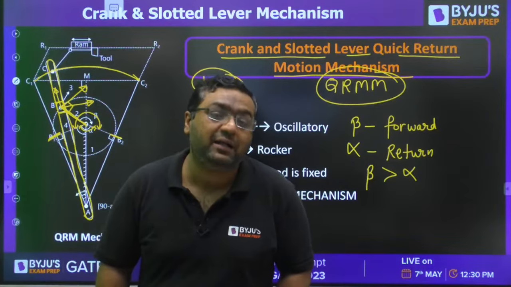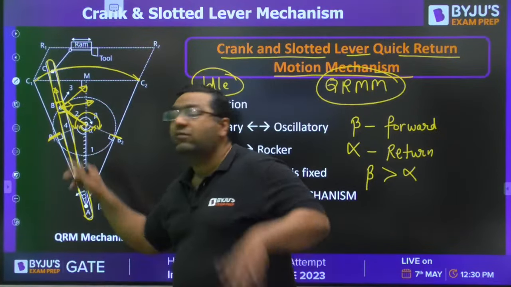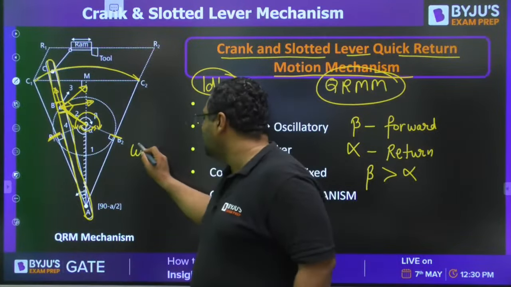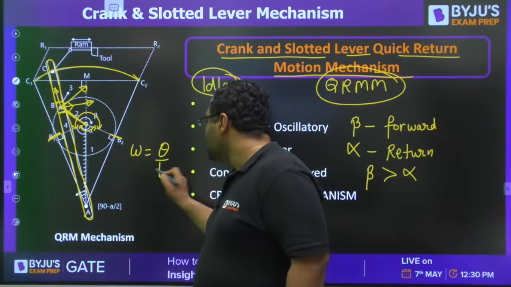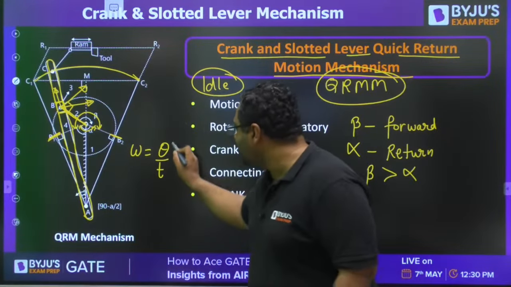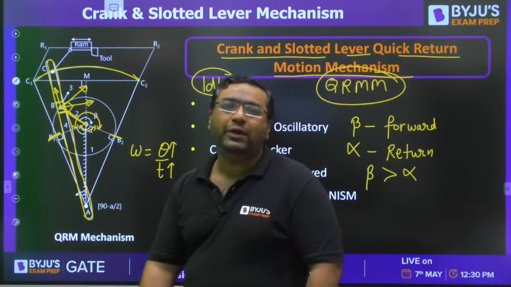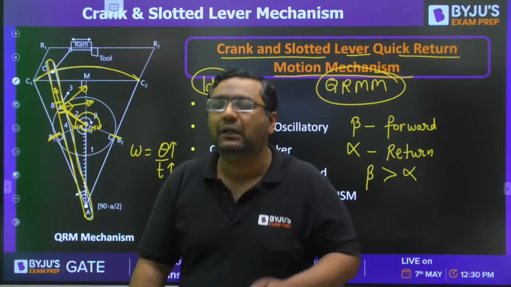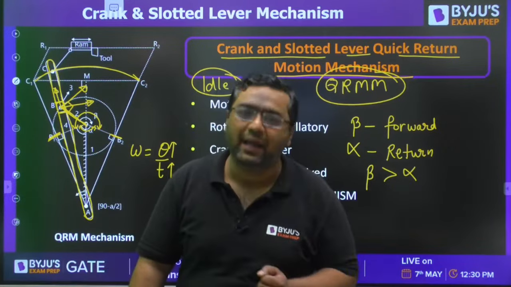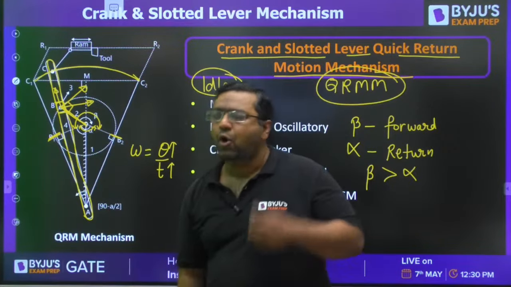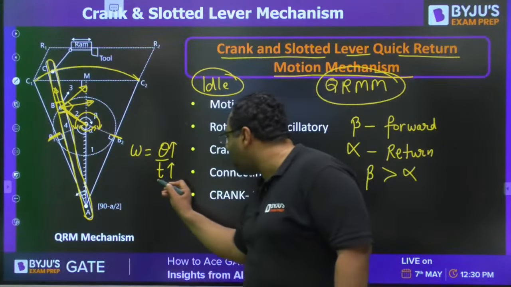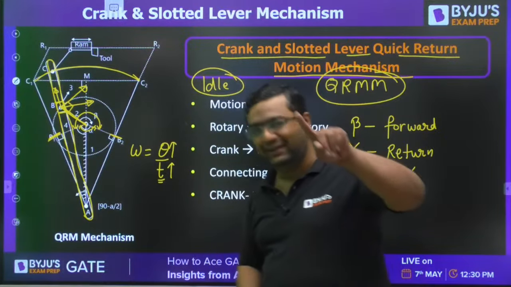What is the benefit of that? My dear, motor is rotating with a constant speed. Omega is given as theta by time. So if you are going to increase the angle, the time will automatically increase. So my dear, when you are going to increase the angle rotated by the crank in the forward stroke, automatically the time required for forward stroke will also increase.